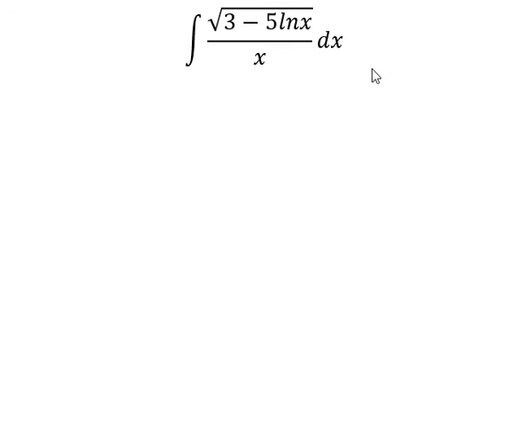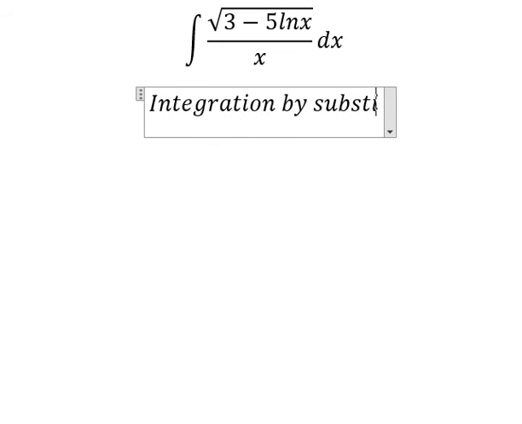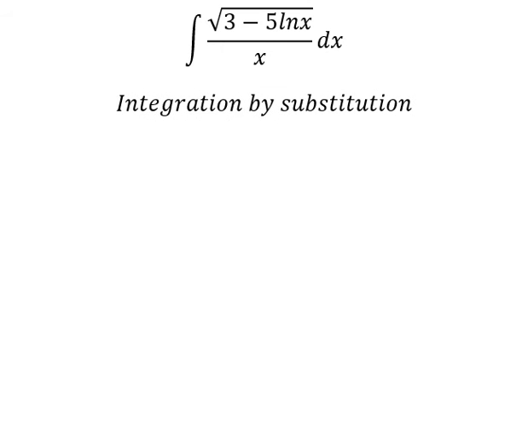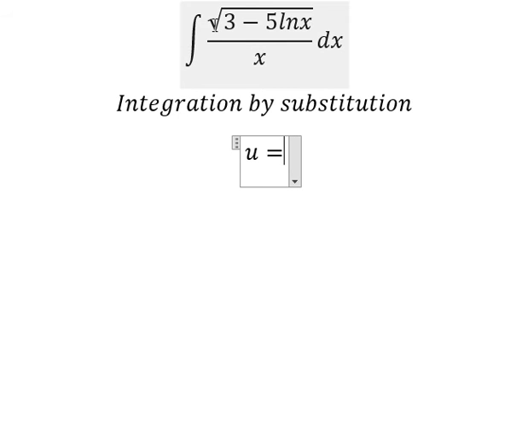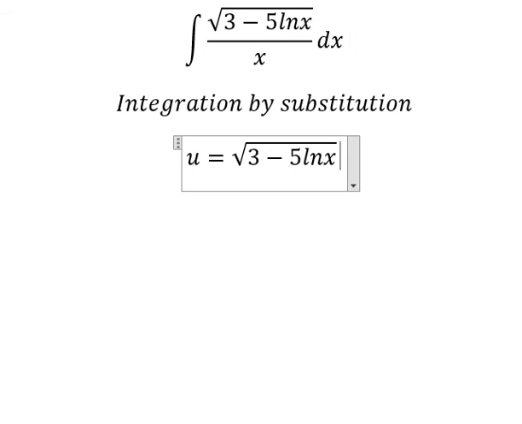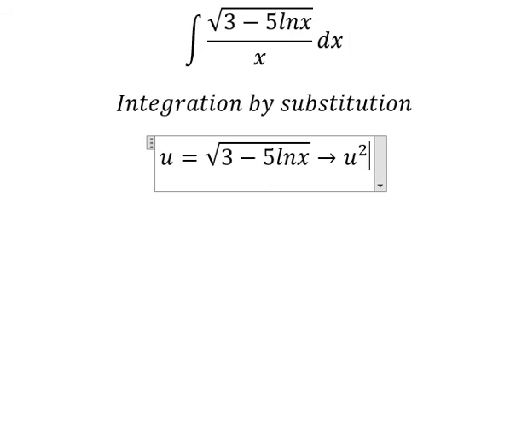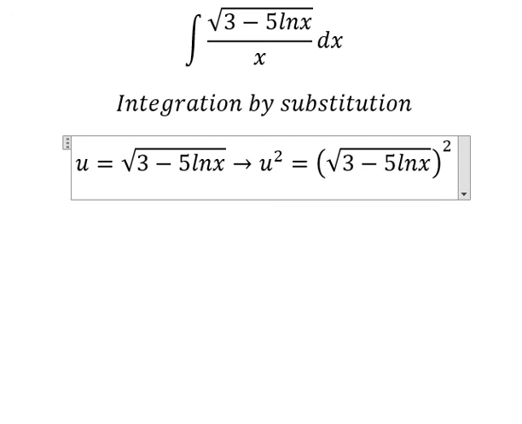So now I want to show you how to answer. We need to use integration by substitution. So I will put u equals this one. Later we square both sides to cancel the square root.